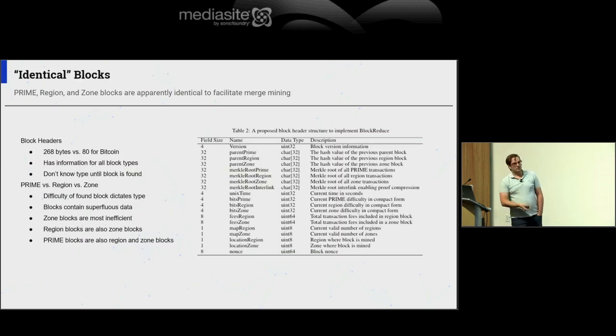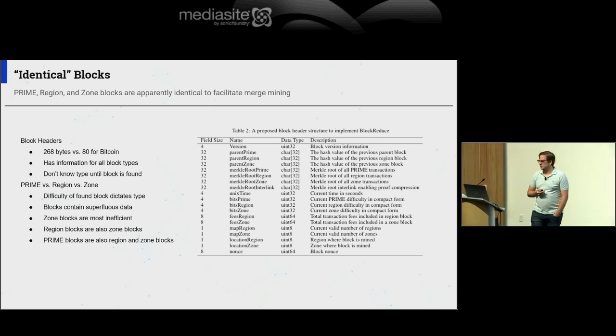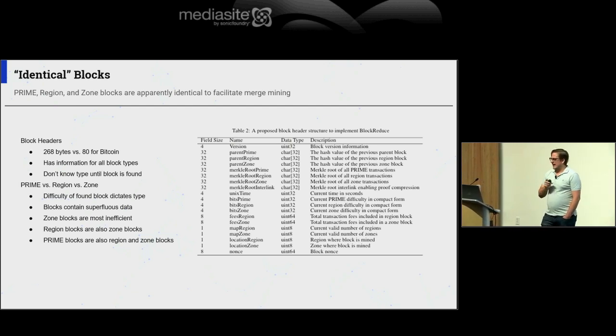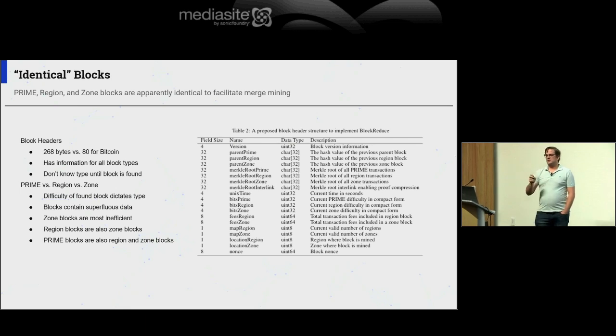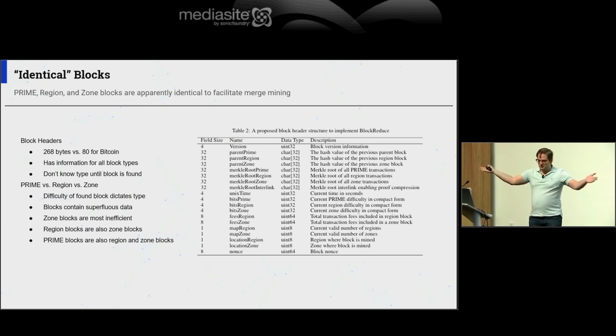So here's an example of what one might implement as a header for BlockReduce. If we're looking at prime, region, and zone blocks, they're apparently identical. The header size is 268 bytes versus 80 for Bitcoin, but it has the information for all block types. It's important to understand that you don't know what block type you're going to find until you've found that block, because you're doing hashing and you don't know what the difficulty level of the hash will be until you've done the hash. That's why the blocks need to be apparently identical.